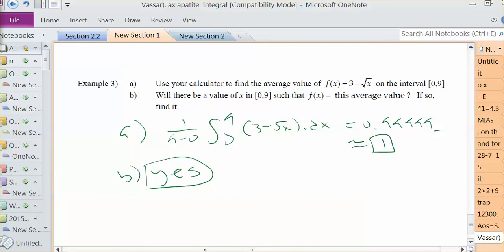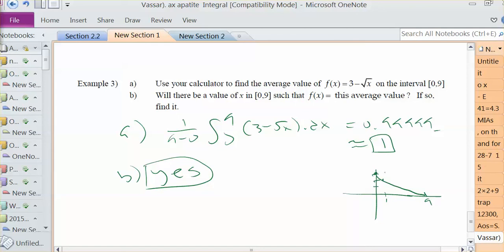If we were to look at the graph of 3 minus root x, I mean, we didn't have to graph it, but if I did, it would look something like this. x is 0, y is 3. And when x is 1, I know y is 2. And I think x would have to be 9 to get back to 0. So it's kind of like this. And of course, the definite integral is a shaded area between the curve and the x-axis.